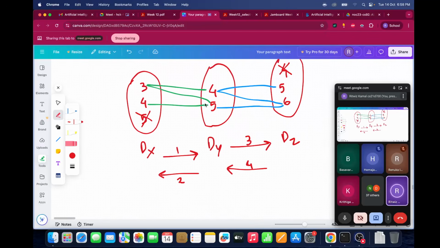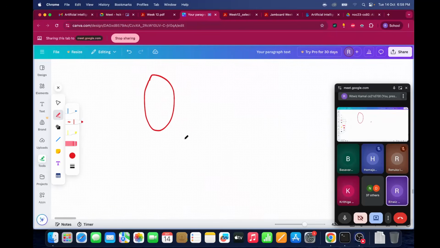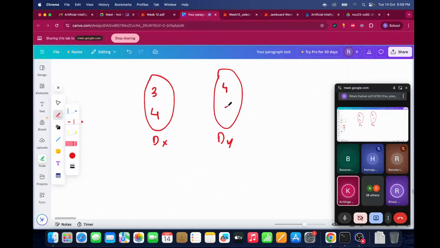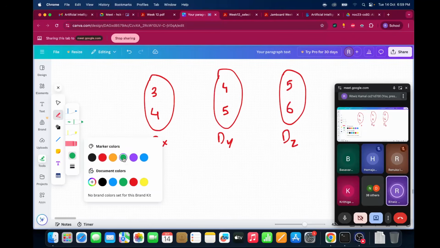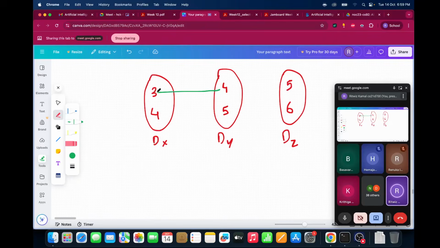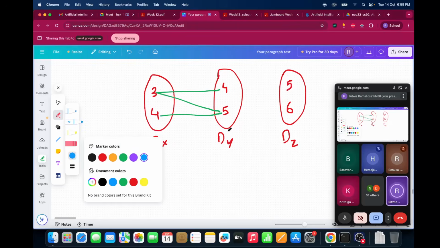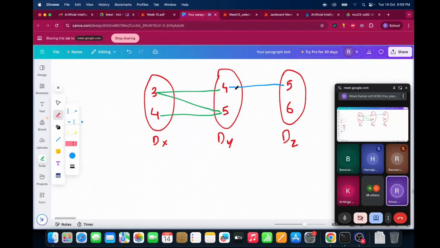So now in dx we are left with only 3 and 4. In dy we are left with 4 and 5. And in dz we are left with 5 and 6. And if we draw the arcs now, 3 will be connected to 4 and 5, 4 will be connected to 5, and for y to z, 4 will be connected to 5 and 6, and 5 will be connected to 6.